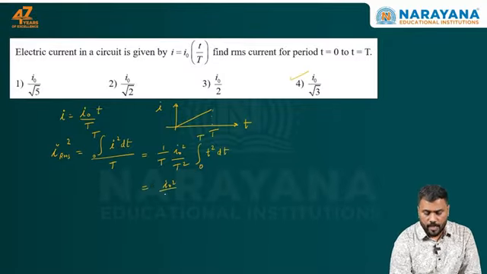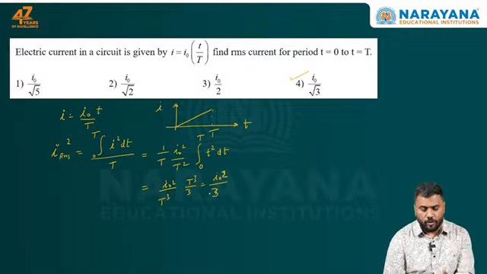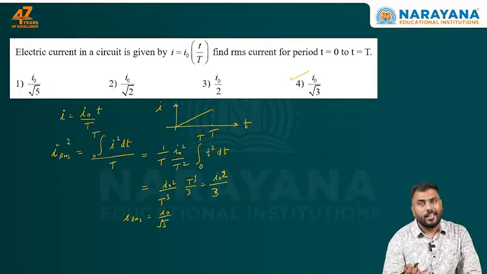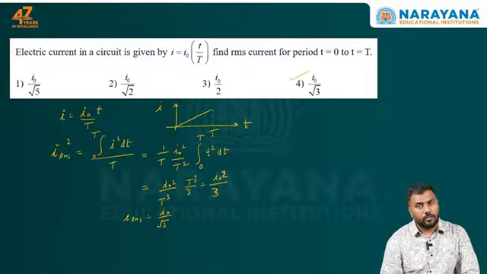So this is going to be I naught squared by T cubed. Inside you will get T cubed by 3. So finally this is I naught squared by 3. If you take the root, then I RMS should be given by I naught by root 3. So as I stated earlier, the correct answer is answer number 4.